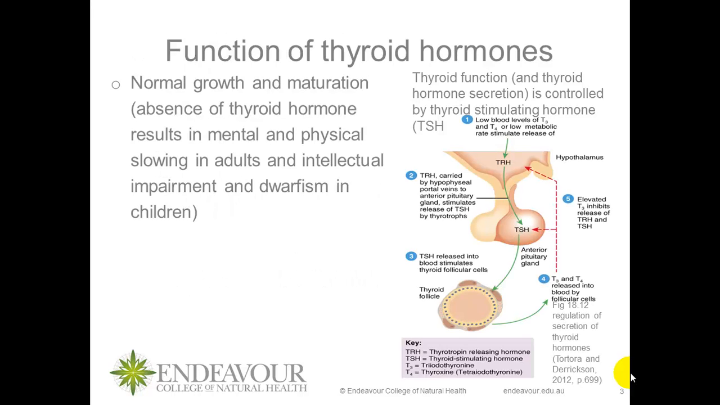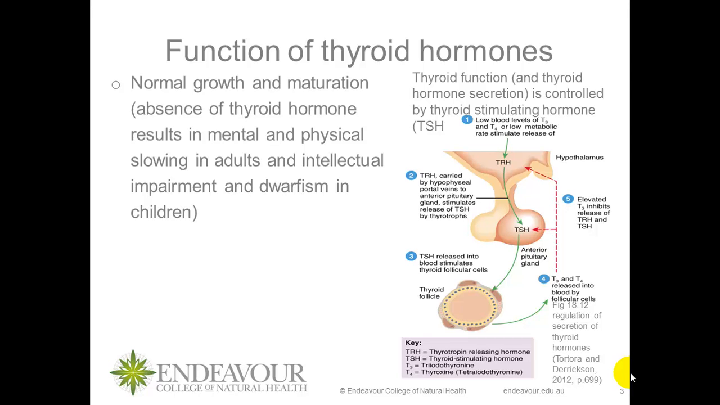So first of all, the thyroid. You have to go back and review normal thyroid functioning. The thyroid hormones are needed for normal growth and maturation in the body. If there's an absence of thyroid hormone, this will lead to mental and physical slowing in adults. For children, though, who are still going through neurological development, we'll see intellectual impairment and dwarfism.